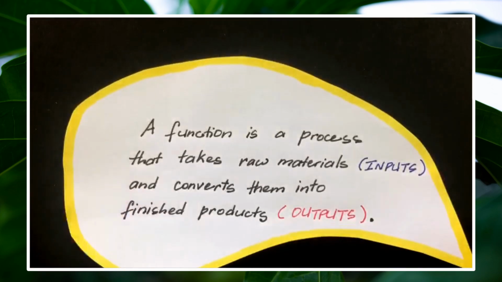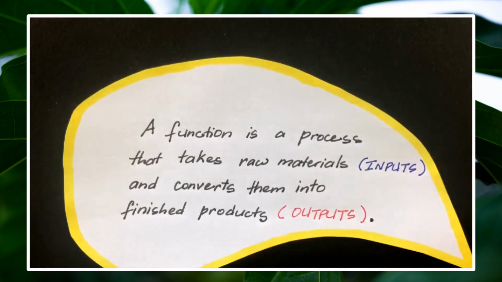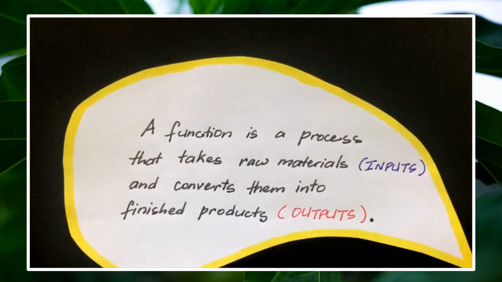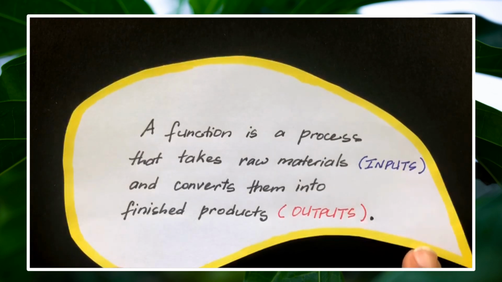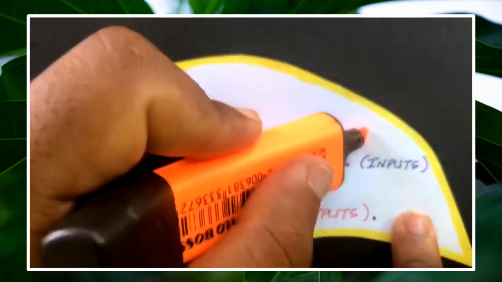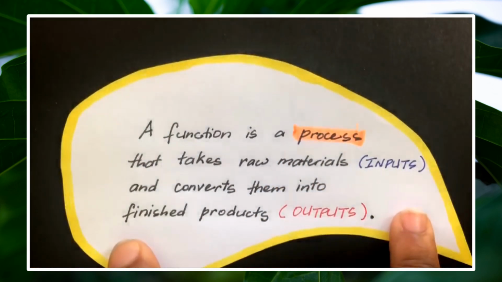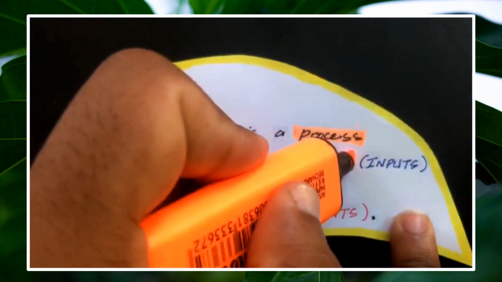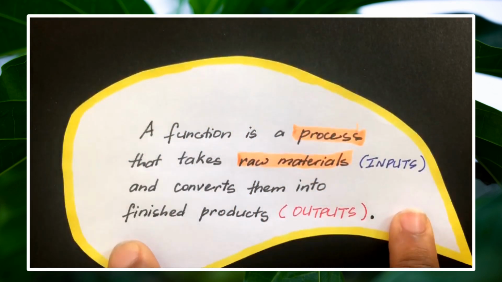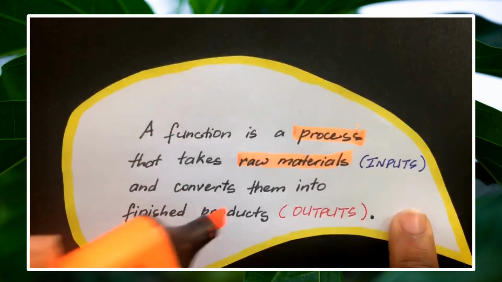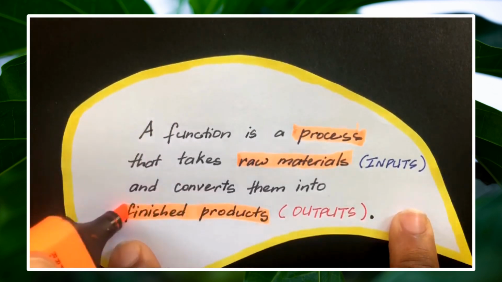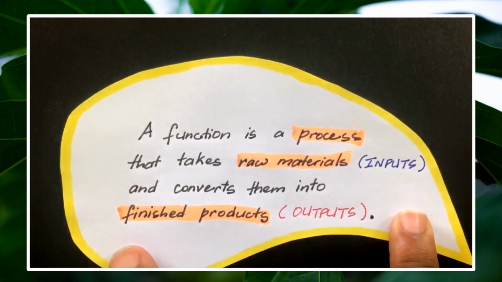So in mathematics, we can define a function as a process that takes raw materials, which we call inputs, and converts them into finished products, which are called outputs. So the key words in this sentence are: it's a process that takes raw materials or inputs, and in this case the input would have been the pineapple, and it converts them into finished products, which we call outputs, which would have been the pineapple juice.